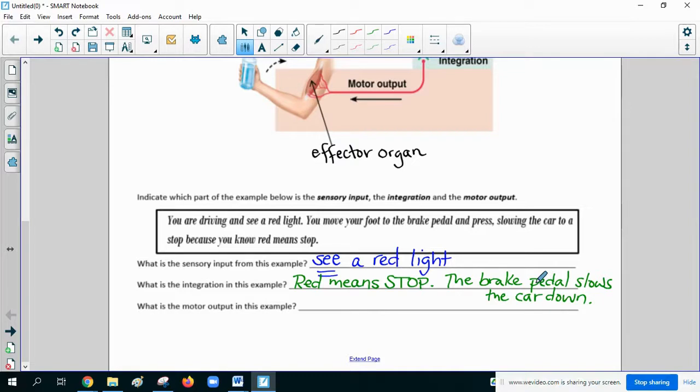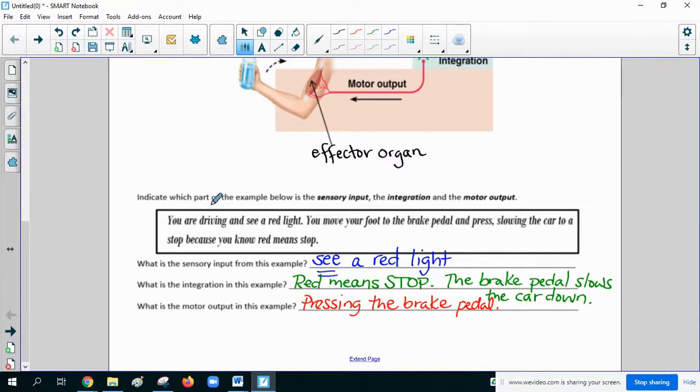What's the decision, and what part of the body do we talk to? The decision is that we slow down. And so the motor output is you press on the brake pedal. You're telling your leg muscles to press on the brake pedal so the car slows down.